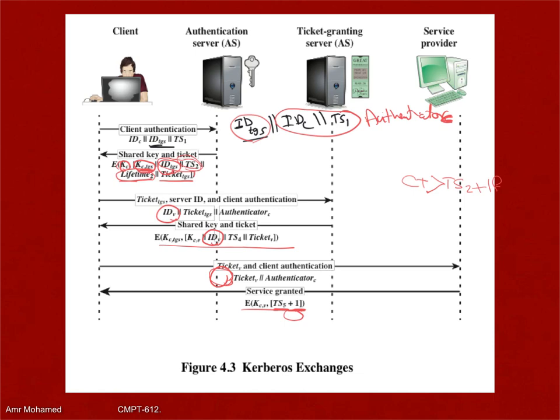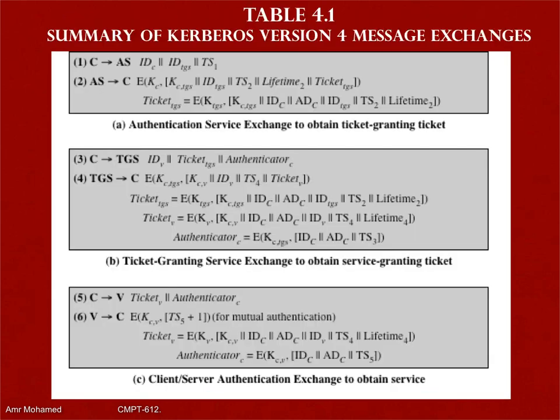So we need to answer some questions here. But first, we need to know the content of each of these tickets and authenticators. So again here, I like to format it as ID, TGS, and then IDC, and then timestamp 1. Okay, and those two, we said that we call it an authenticator C.